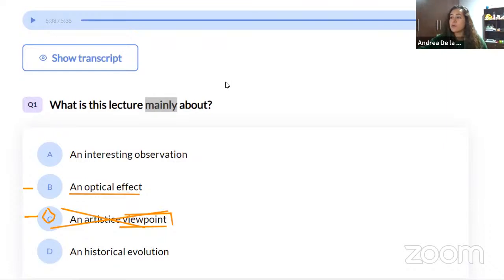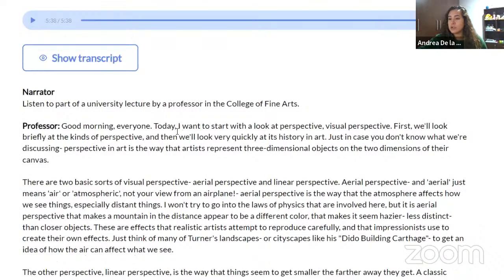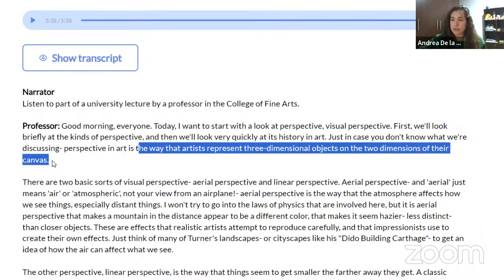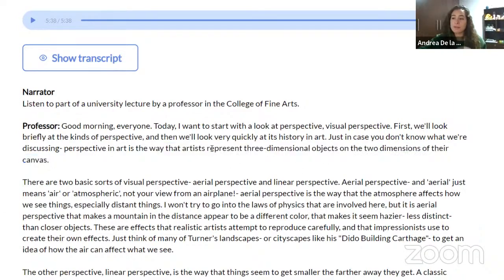And that's why I told you to always pay attention to the big ideas. For example, in the introduction, the professor says, today I want to start with a look at perspective, visual perspective. I would only write down visual perspective, and that's it. And then I would pay attention. So what is visual perspective? Visual perspective is the way that artists represent three-dimensional objects onto the two dimensions of their canvas. So that is visual perspective, when an artist represents something that is 3D on a 2D canvas.